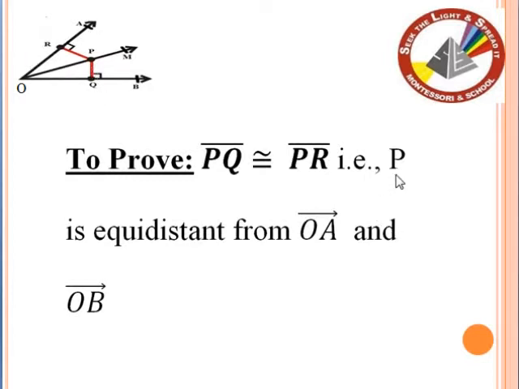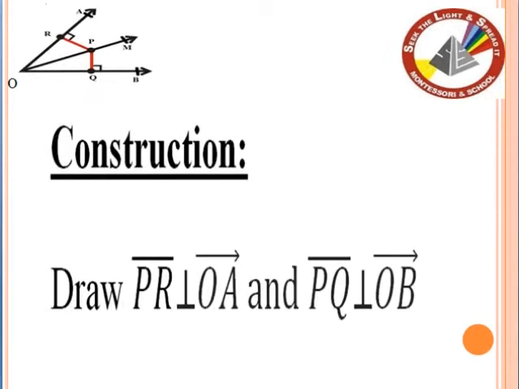In the form of a statement, we will write that P is equidistant from ray OA and ray OB. Next step of the theorem is to write its construction. Construction is what we have drawn ourselves in this figure.